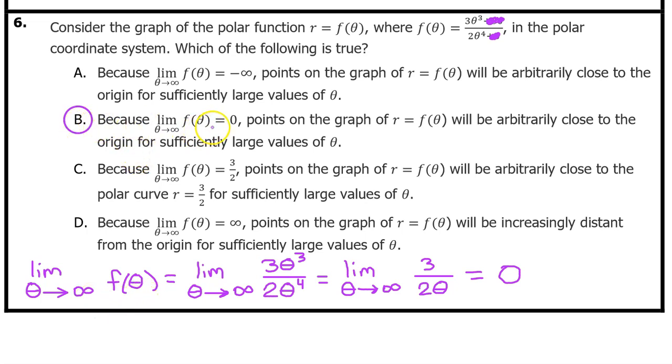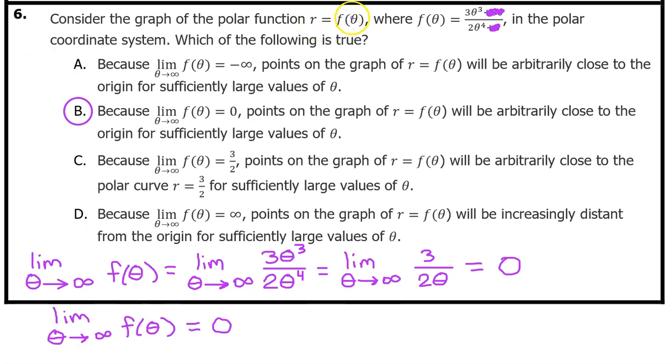We know the answer is B right away because that's the only one that says the limit is equal to 0. But let's read it. Because the limit as theta approaches infinity of f of theta is equal to 0, the points on the graph of r equals f of theta will be arbitrarily close to the origin for sufficiently large values of theta. Remember, f of theta is equal to the r value, the distance from the origin. So, in a fancy way, option B is just saying the same thing as this limit statement. As theta gets bigger and bigger, the r value gets closer and closer to the origin.